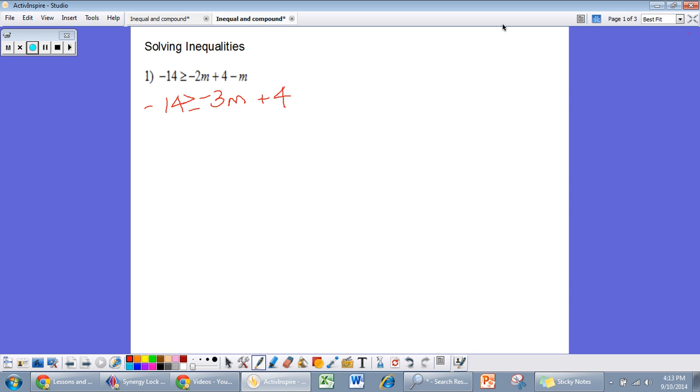Now we want to start moving our terms such that we have our variable term, negative 3m, over on the left-hand side. It'll work out easier in the long run when we write our final inequality statement. So the opposite of negative 3m is positive 3m, and what I do to one side I'm going to do to the other. Okay, 3m and negative 14 are not like terms, so we just write those down.